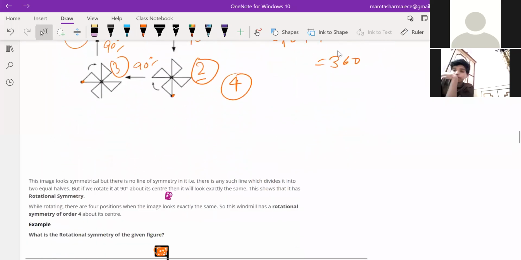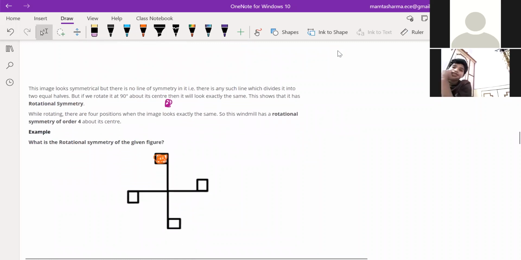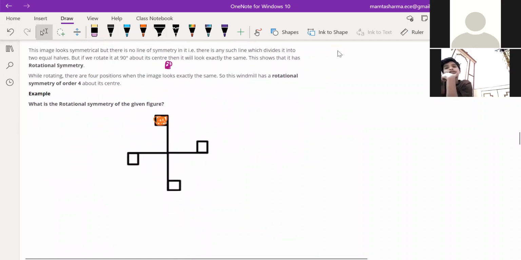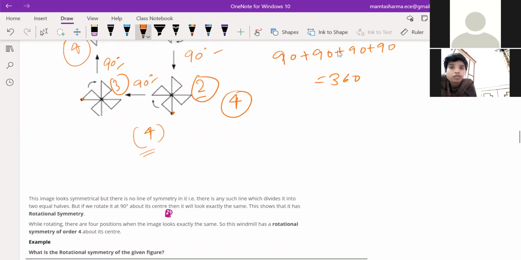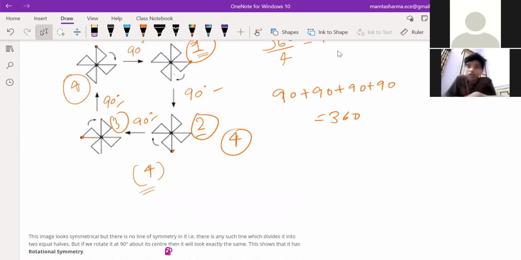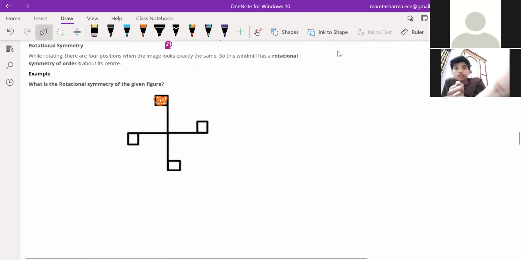Yes. Now we will see the next example. So this figure has four rotational symmetry. Four times it is looking the same as the original figure. Now we will see the second example.